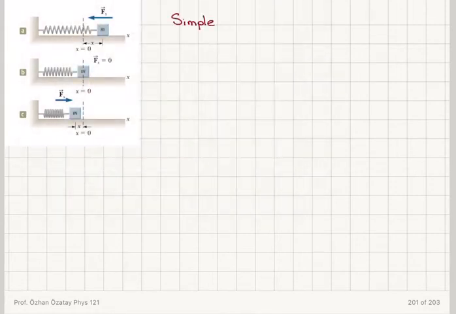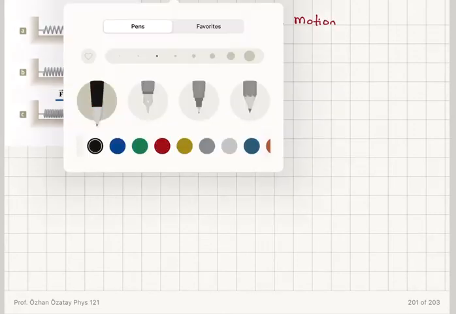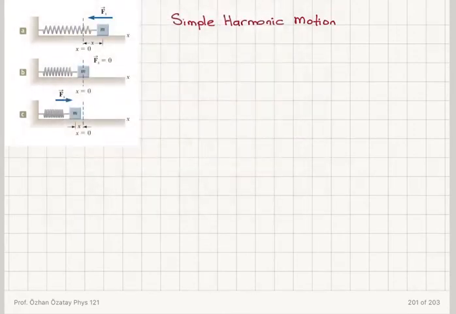In this video, we're going to talk about simple harmonic motion. For that, we need to analyze first the motion of an object attached to a spring.